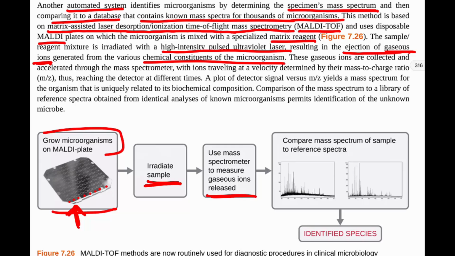So these gaseous ions are collected, and then they are accelerated through the mass spectrometer. The ions are going to travel at a velocity determined based on their mass to charge ratio. Again, not something that you need to know, basically just their charge, whether they're positively or negatively charged, and their different mass sizes. These gases are going to be forced through this mass spectrometry machine, and then it's going to give them a printout of the things that are going through, at what time and at what quantity.